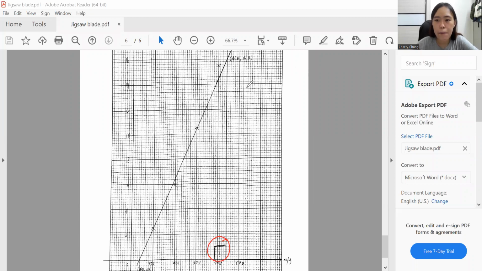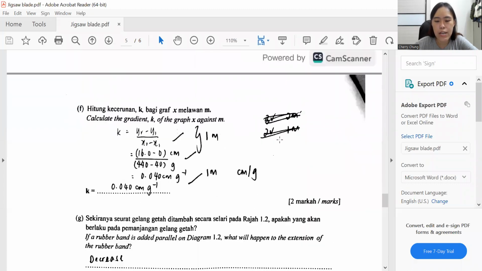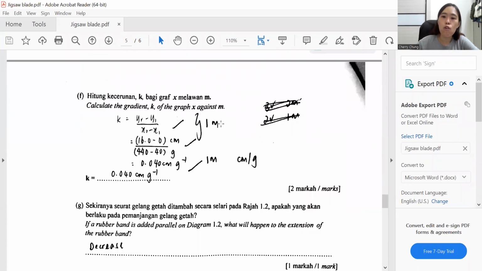Okay, so my pattern is I will write down the coordinates for the 2 points that I have identified. So these are the 2 coordinates I have identified. Then after that, go back to the calculation. Okay, so this is the calculation.